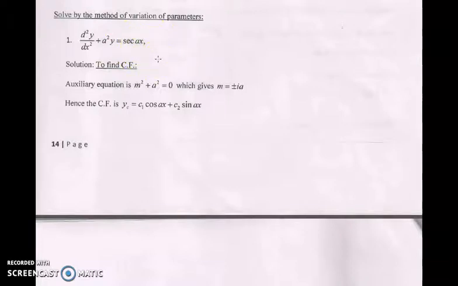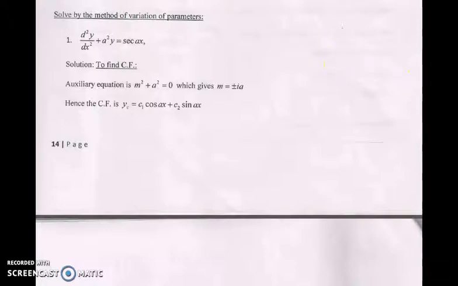When we move to the previous topic, that is solution using the D operator method, in that case you can understand how the different rules are used. The right hand side is sec ax, which is not a normal particular integral case, and the five different cases we studied should not be applicable here. In that case the general method should be applicable. Okay, 1 by f(D), sorry.